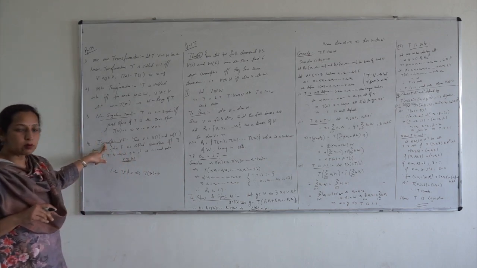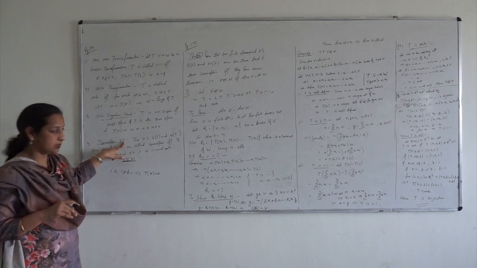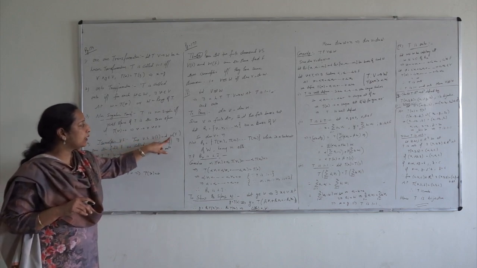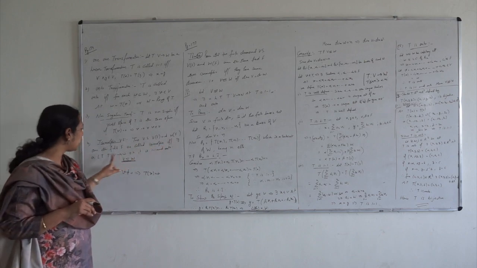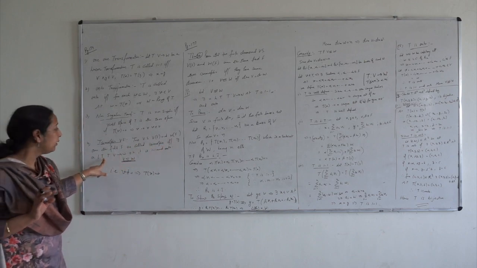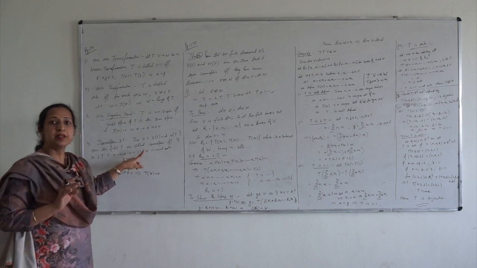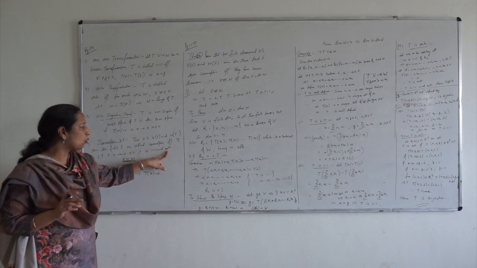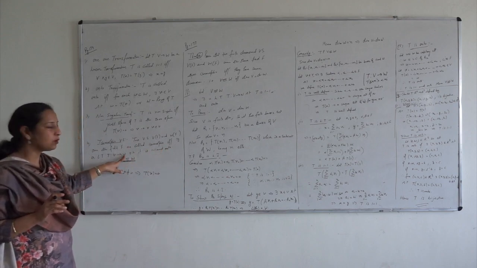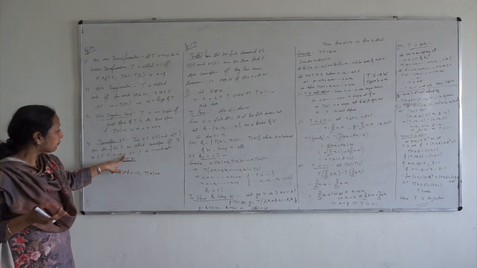Now we will discuss isomorphic vector spaces. Two vector spaces V and W over the same field are said to be isomorphic if and only if there exists a linear transformation T from V to W such that T is 1-1 and onto. If the transformation is both 1-1 and onto, then V to W is isomorphic.